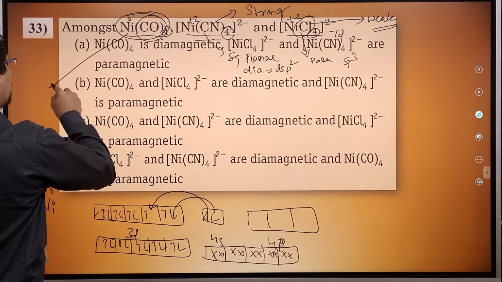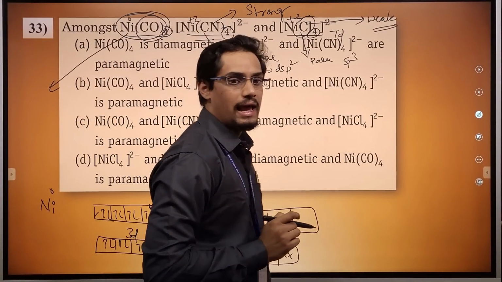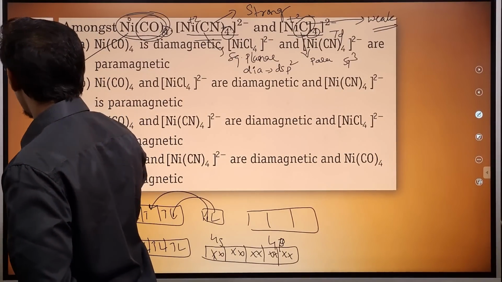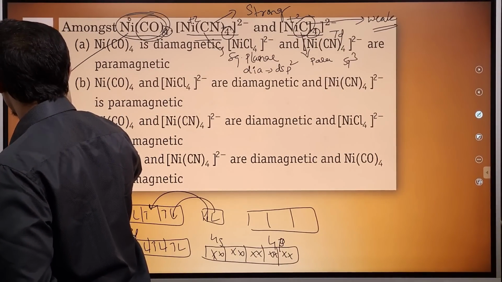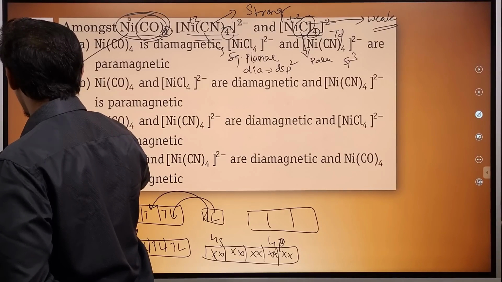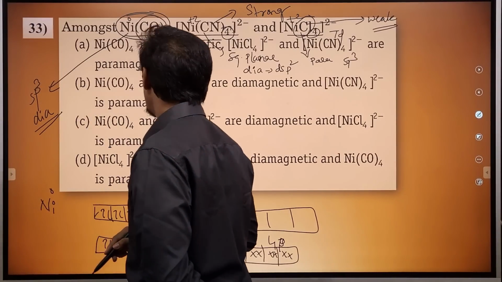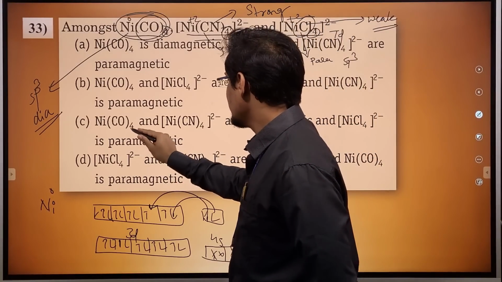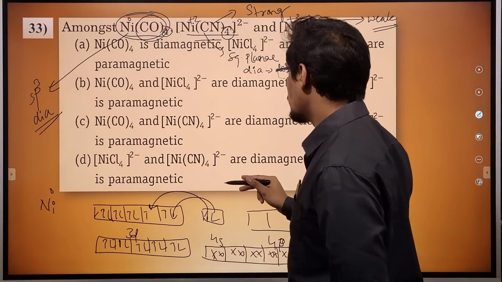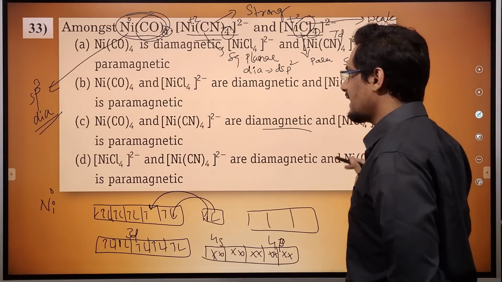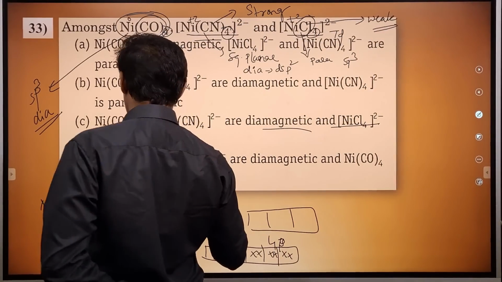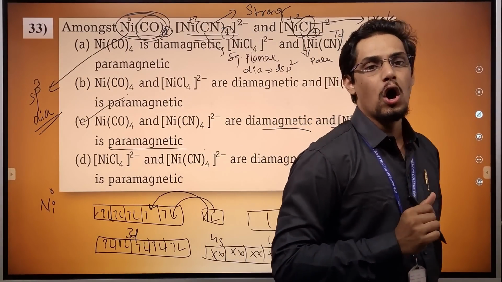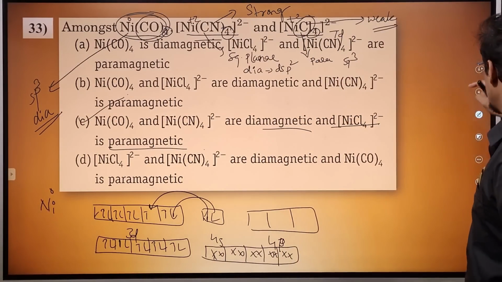This is a very important point as well as an exception you need to know. It is having sp3 hybridization and is diamagnetic. So the option would be: Ni(CO)4 and [Ni(CN)4]2- are diamagnetic and [NiCl4]2- is paramagnetic. The correct answer is option C.